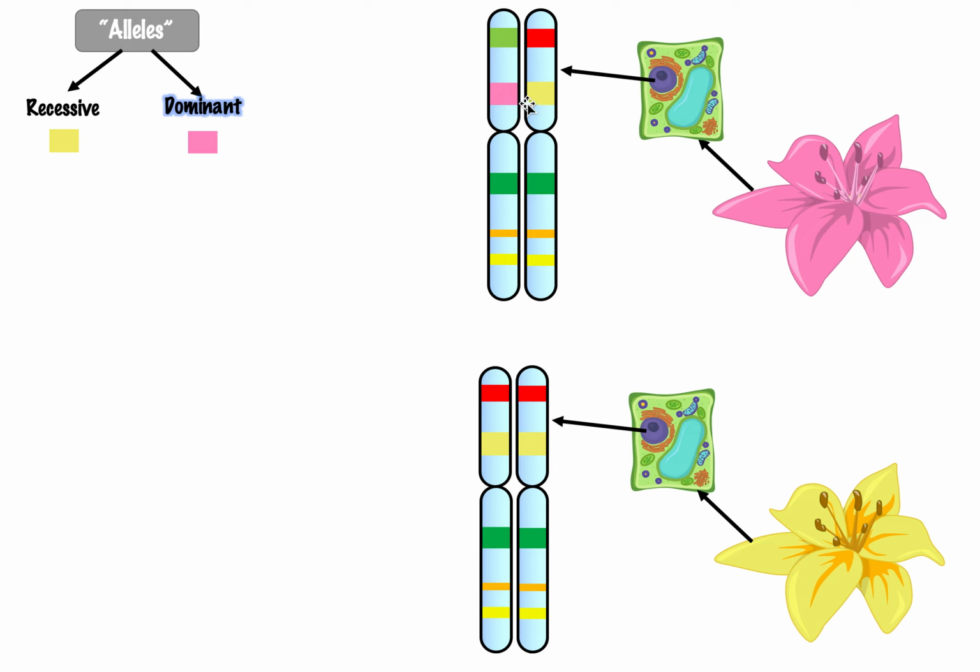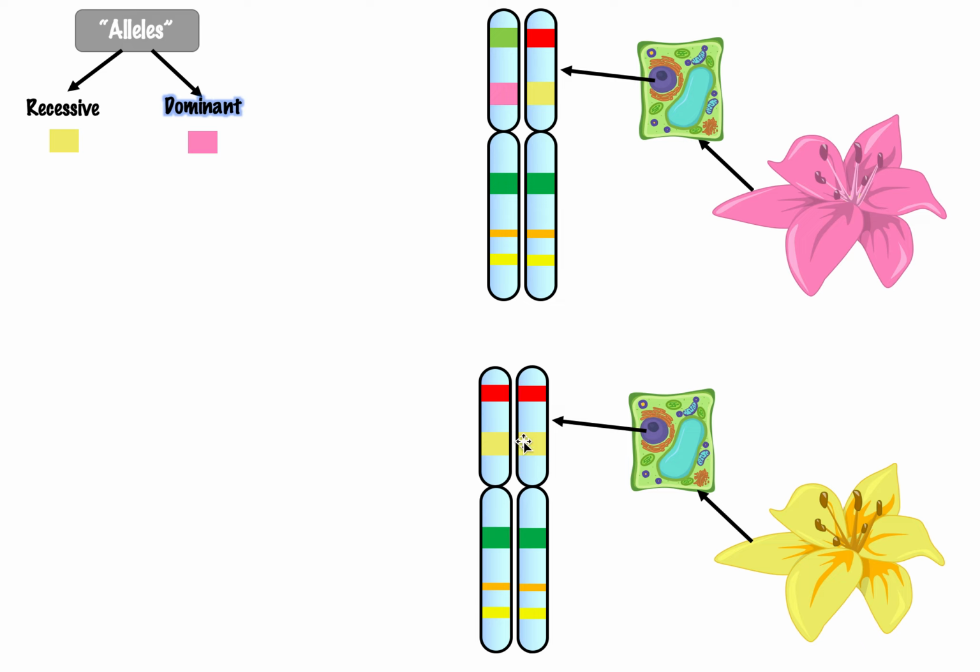In the presence of a dominant allele, the recessive one doesn't even matter. It gets ignored. It gets masked. On the contrary, for this flower here, we can see it has both alleles that are recessive, and so it is yellow. So the only way a recessive trait, in this case being yellow, can be expressed is if both alleles are recessive.